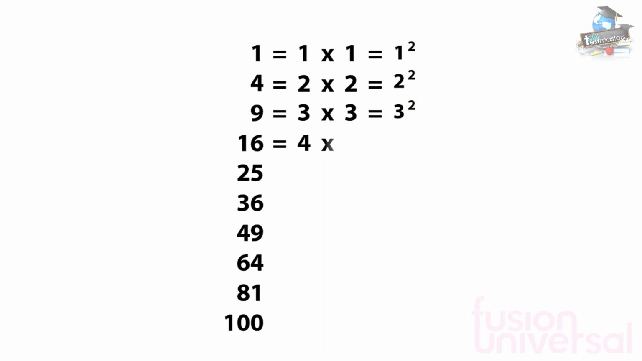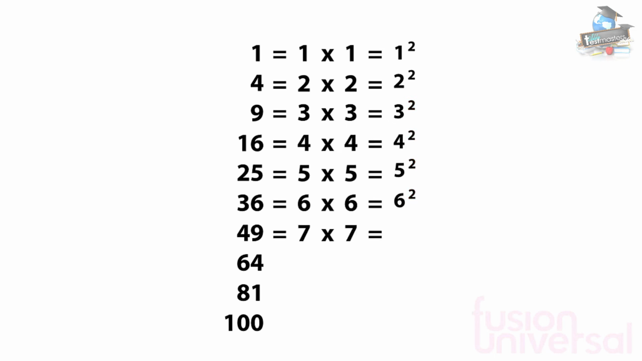We can write square numbers in a different way using indices or powers. 1 times 1 is written 1 squared or 1 to the power 2. A 2 is used because there are 2 ones multiplied together. We can repeat this all the way down to 10 squared.